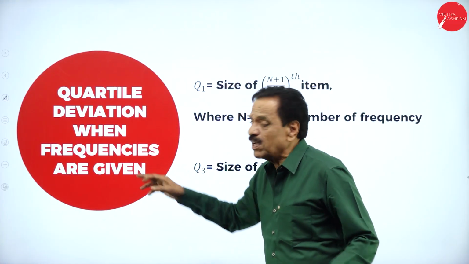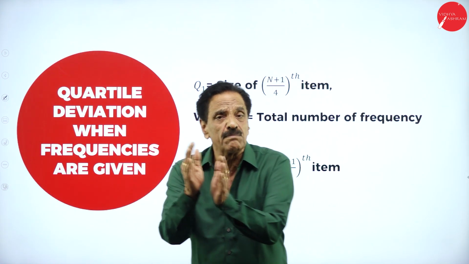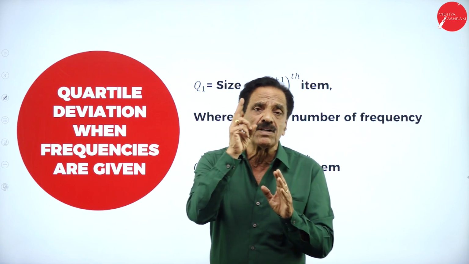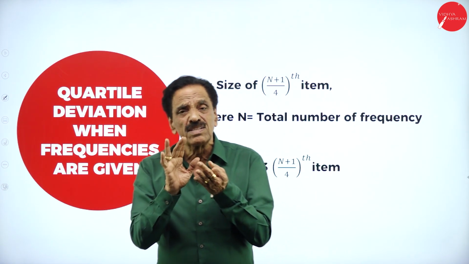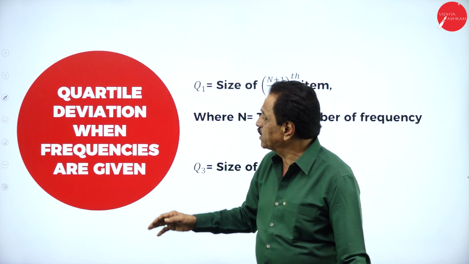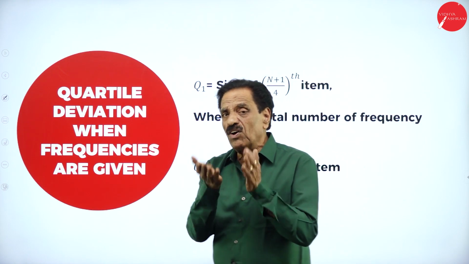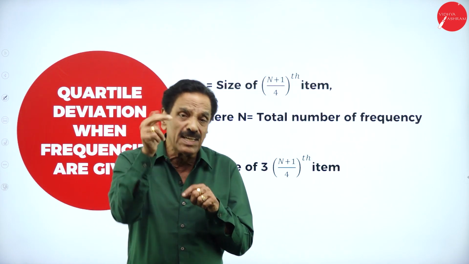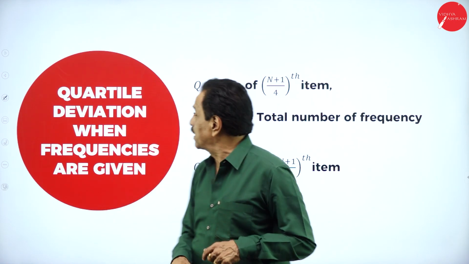Quartile deviation, we are going to find out quartile deviation. Quartile deviation is Q3 minus Q1 divided by 2. We want first quartile Q1, second quartile Q2, third quartile Q3. We'll go with the problem. Quartile deviation when frequencies are given. So far we solved in the last session when individual numbers are given. Now we are going to find when the frequencies are given.